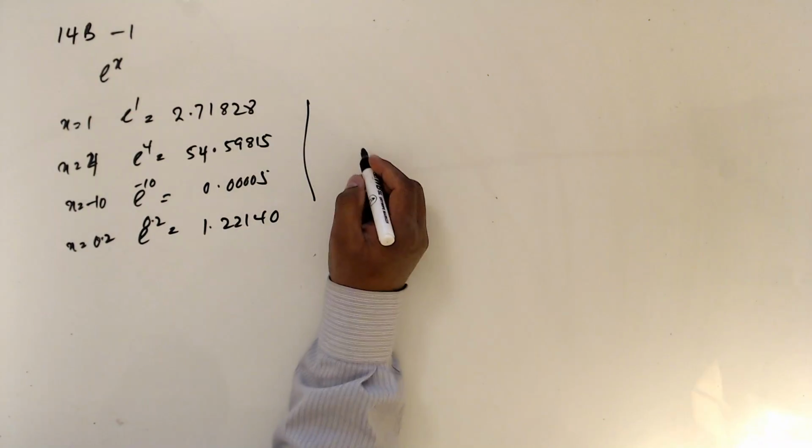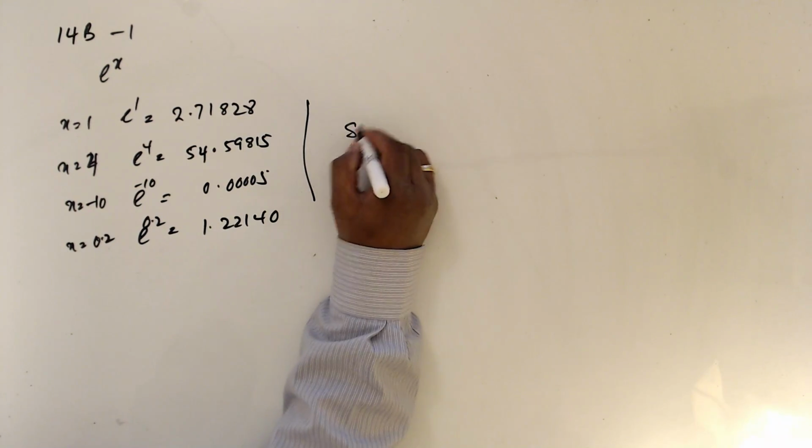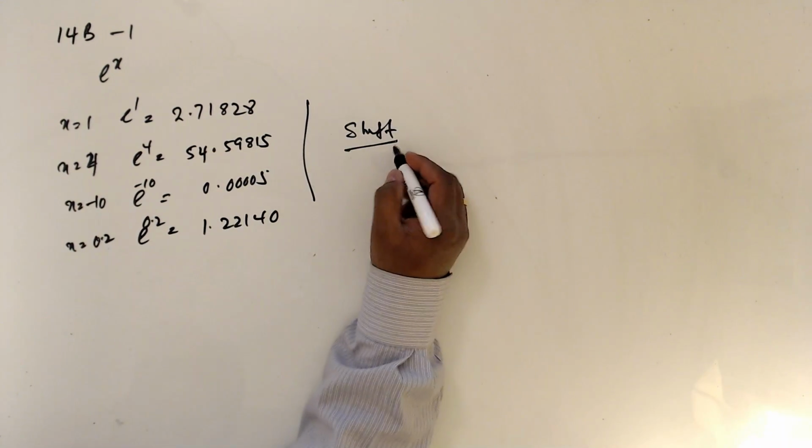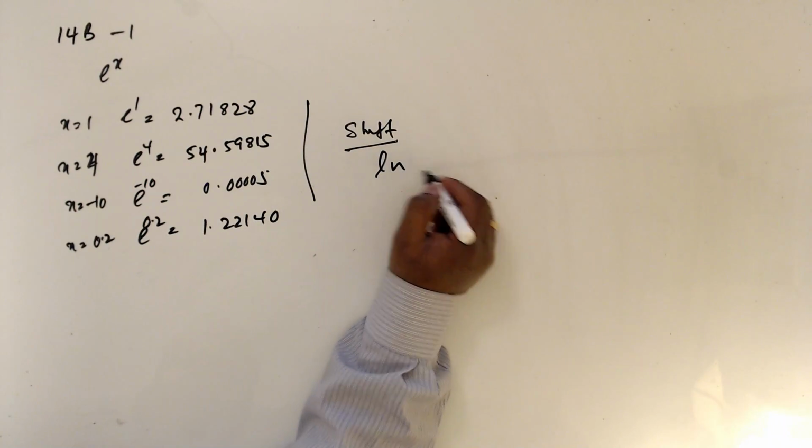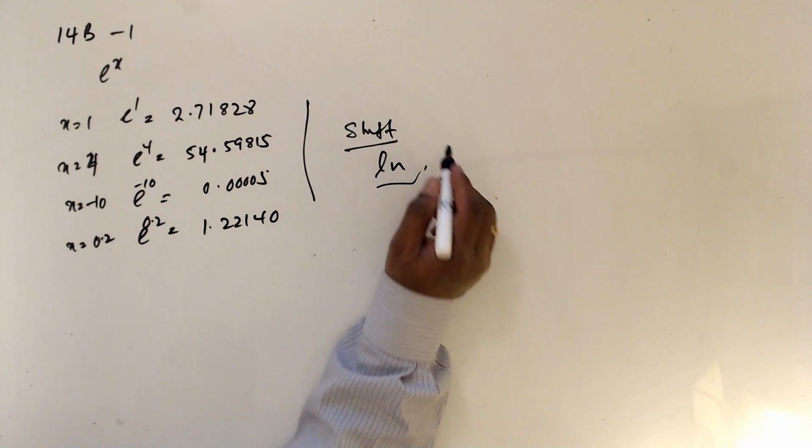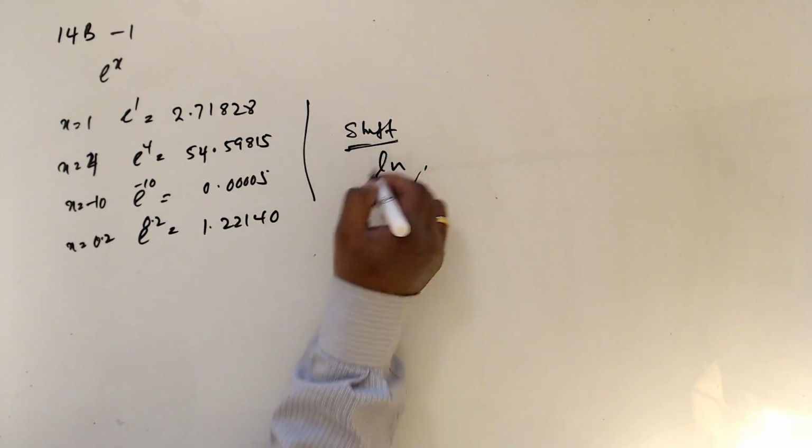So you can find this from your calculator. Usually press Shift, then ln, and then type the number you want. Shift ln.